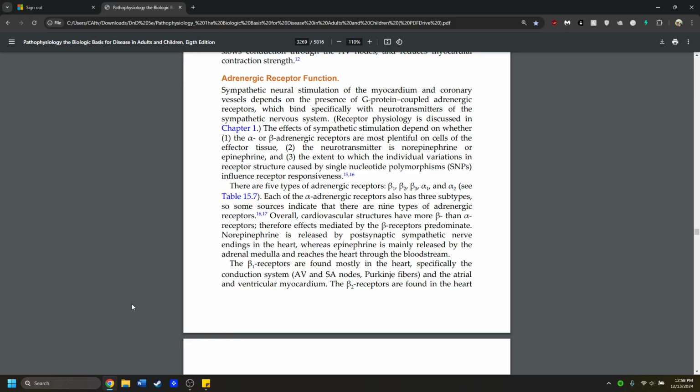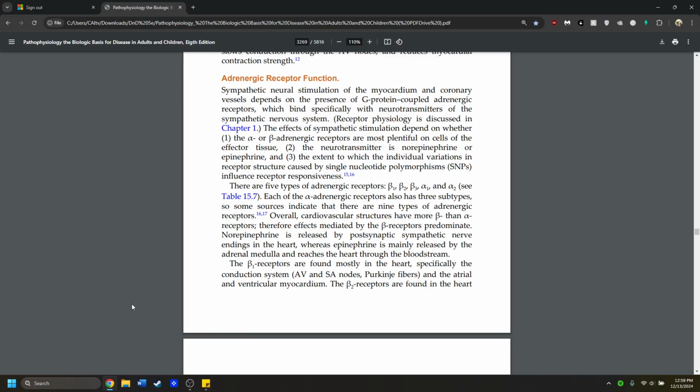There are 5 types of adrenergic receptors, the beta 1, 2, 3, and alpha 1 and 2. Each of the alpha adrenergic receptors also has 3 subtypes, so some sources indicate that there are 9 types of adrenergic receptors. Overall, cardiovascular structures have more beta than alpha receptors. Therefore, effects mediated by the beta receptors predominate.